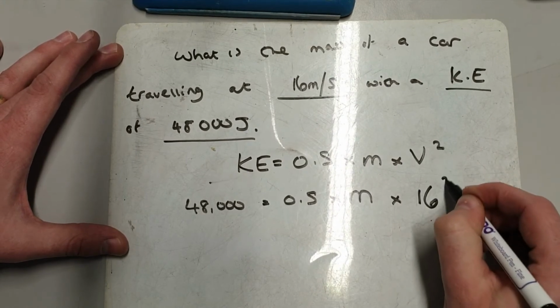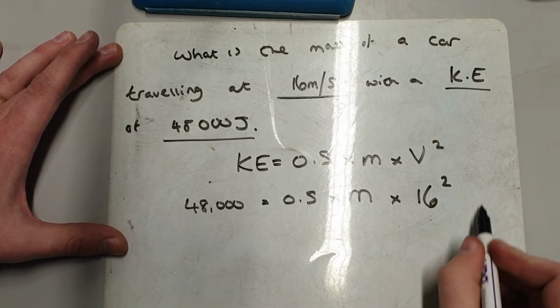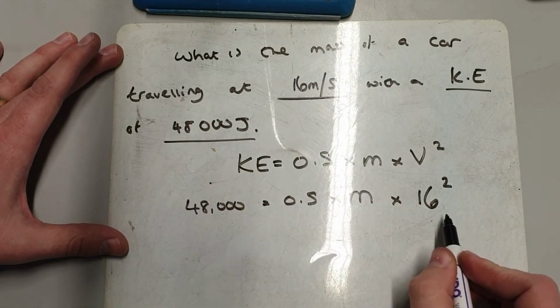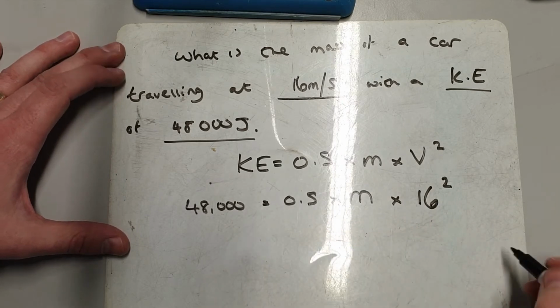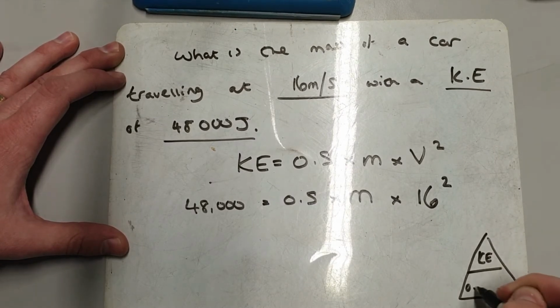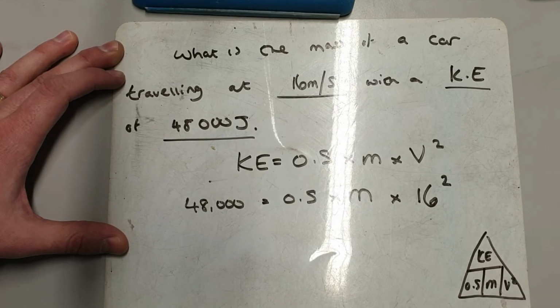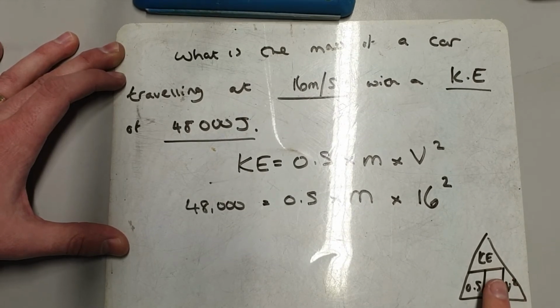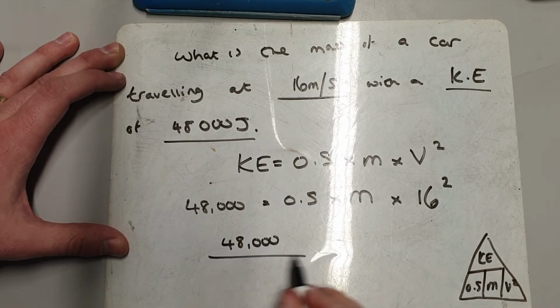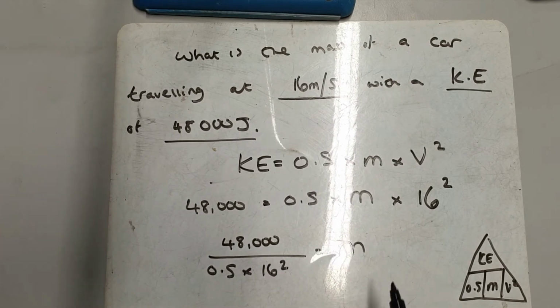per second, 16 squared. It's really important that we do this step and make sure that we sub our numbers in first before rearranging, because if we make a mistake at the rearranging, at least we've gained ourselves a mark there. Then we need to rearrange it. Well, if we go back to our triangle in the corner, 0.5 m and v squared, well, we're trying to work out the m, so we cover it up, and we do kinetic energy divided by 0.5 times the velocity squared. So it's going to be kinetic energy, which is 48,000, divided by 0.5 times the velocity squared, and that's going to be our mass.